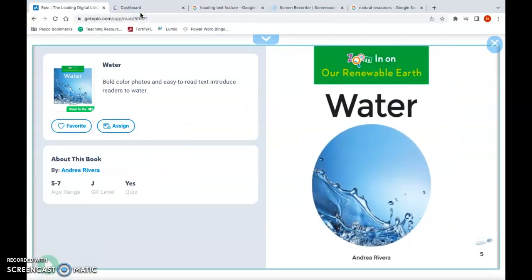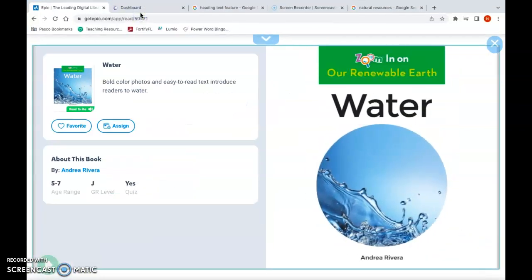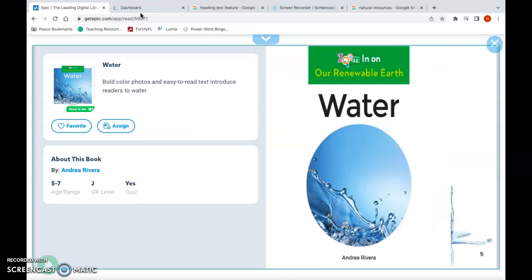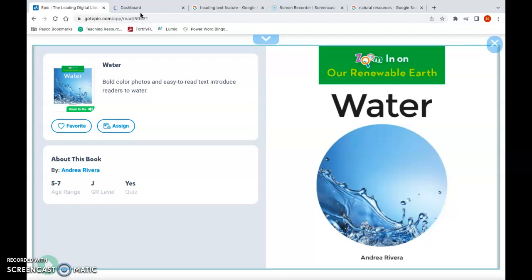Hi friends! So today we are going to talk about one of the text features that we've talked so much about. There are several that we've talked so much about, but today we're going to talk about headings. Now think in your brain about what a heading is.